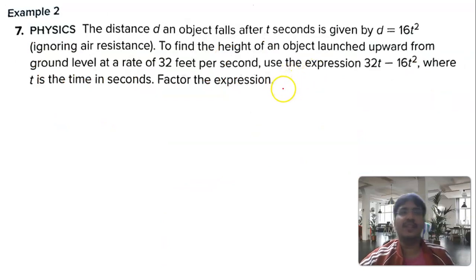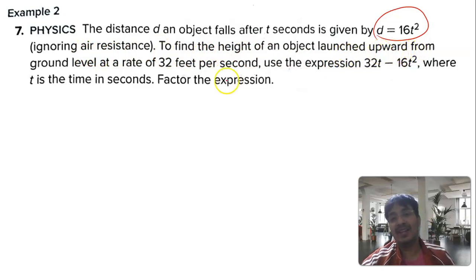This is also factorization, but this is a word problem. The distance d an object falls after t seconds is given by d is 16t square, ignoring air resistance. To find the height of an object launched upwards from the ground level at a rate of 32 feet per second, use the expression 32t minus 16t square, where t is the time in seconds. Factor the expression. So we have to factorize the expression.